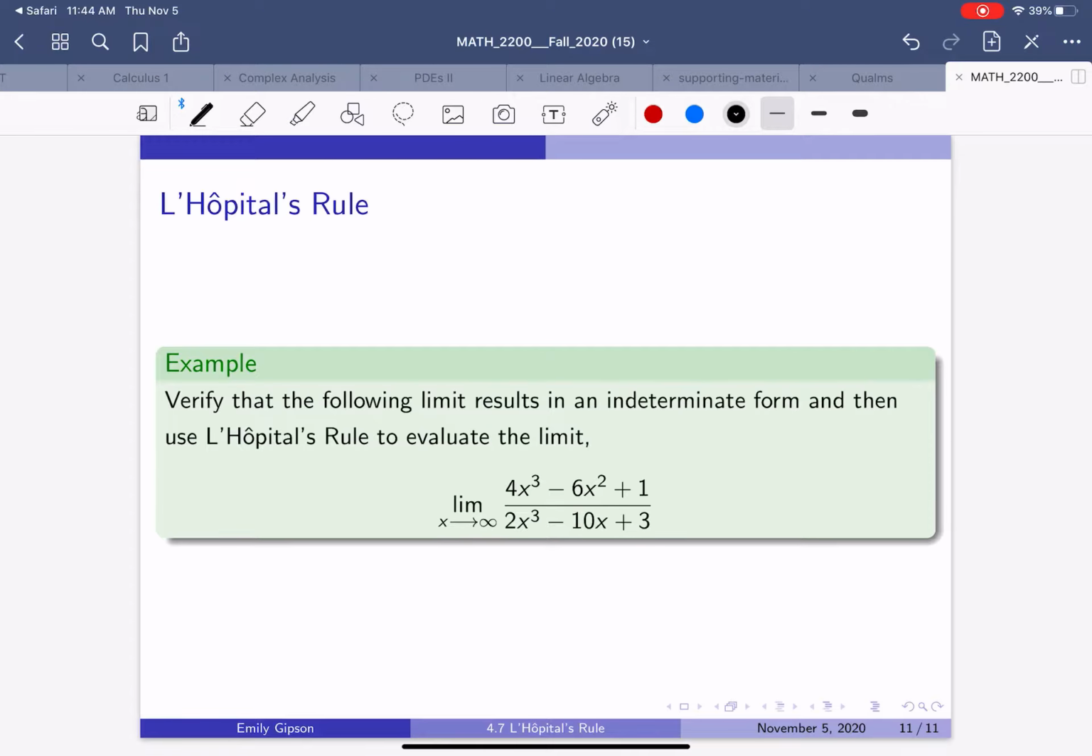So let's do a quick example. And this is actually going to be an example for you to work on because I think it's pretty straightforward. Verify that the following limit results in an indeterminate form and then use L'Hopital's rule to evaluate the limit. So for this one, you should get that the limit equals 2.